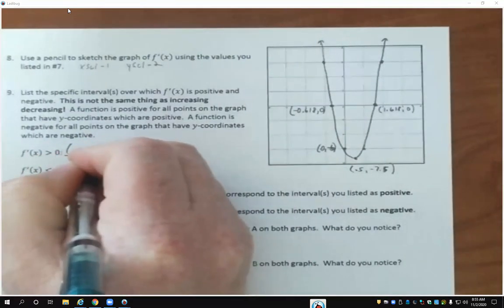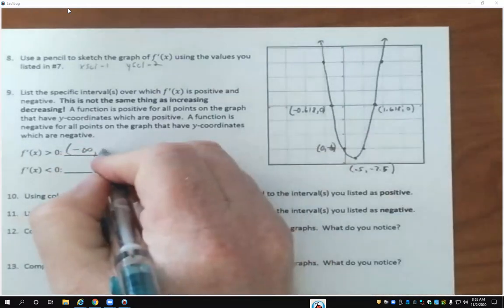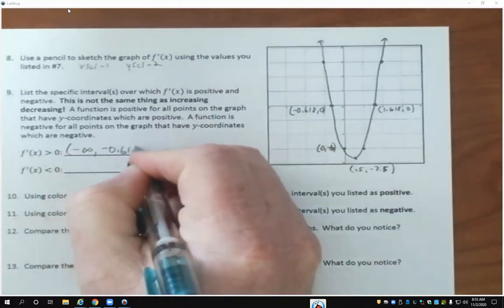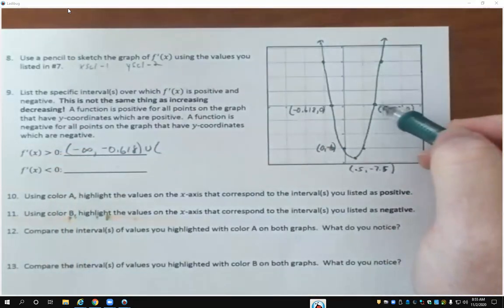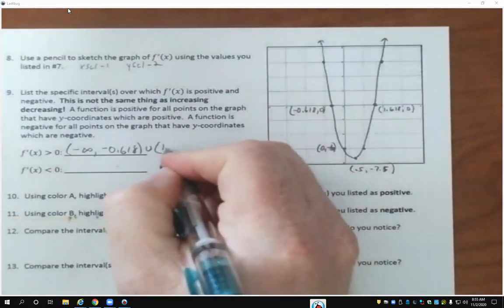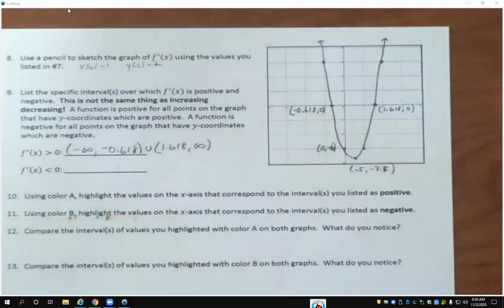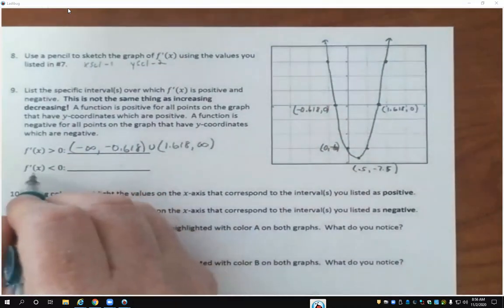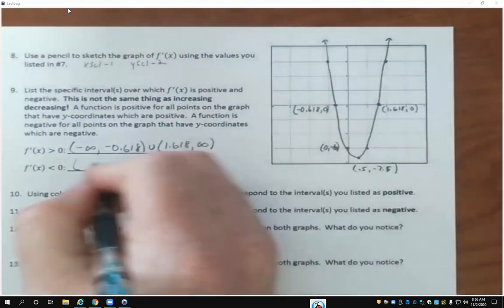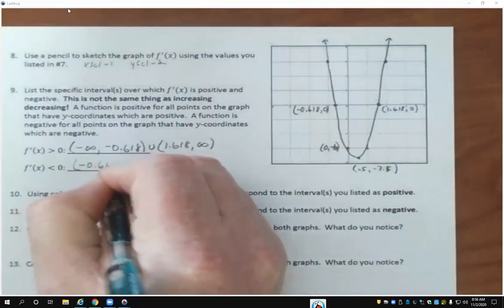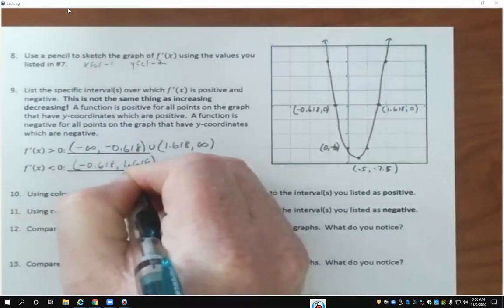So we're positive from negative infinity to our x-intercept, negative 0.618. And we're also positive from 1.618 to infinity. And the derivative is negative in between. So from negative 0.618 to 1.618, we are negative.